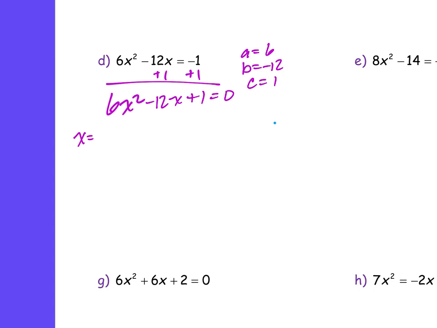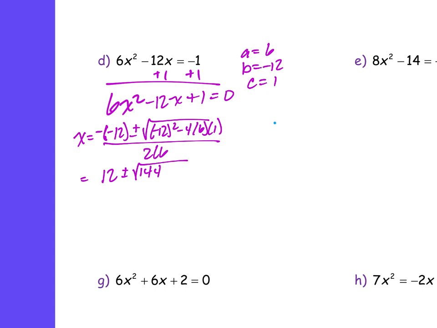X is going to be equal to minus a negative 12 plus or minus the square root of negative 12 squared minus 4 times 6 times 1, all divided by 2 times 6, which is 12 plus or minus the square root of 144 minus 24, all divided by 12, which is going to equal 12 plus or minus the square root of 120, divided by 12. 120 can be simplified because 4 goes into 120 30 times. So I can write this as 12 plus or minus 2 root 30 divided by 12.